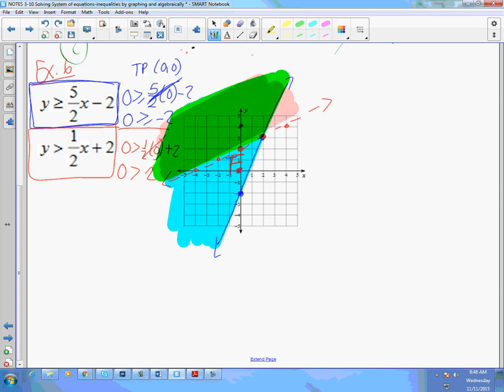So I will be expecting to see the darkest color as your solution. But I should still be able to tell the difference between a dotted line and a solid line, which you will see at your intercepts. So make sure your graphs are nice and neat, just like you're doing right now. Okay, does that make sense?